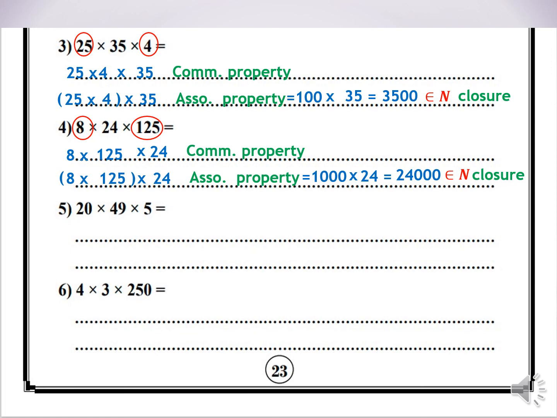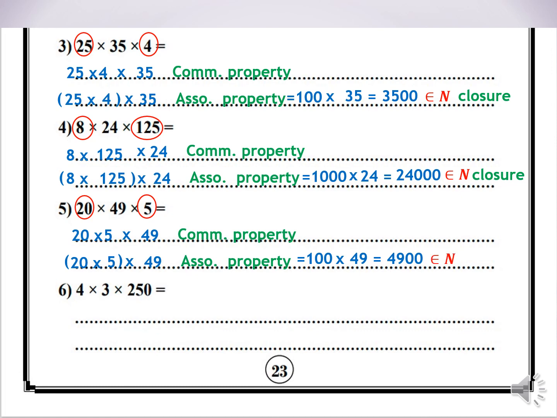In number 5, 20 times 49 times 5. 20 and 5, they are friends. So 20 multiply 5 and then multiply 49. This is called commutative property. 20 multiply 5, I will put them in a bracket and then multiply 49. This is called associative property. 20 times 5 equals 100 times 49 equals 4,900, belongs to N, closure.